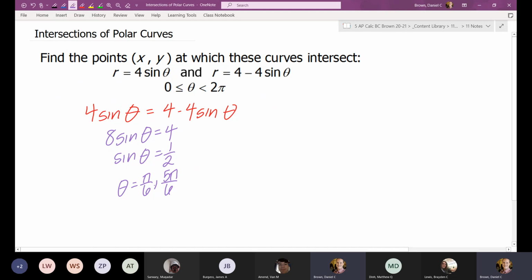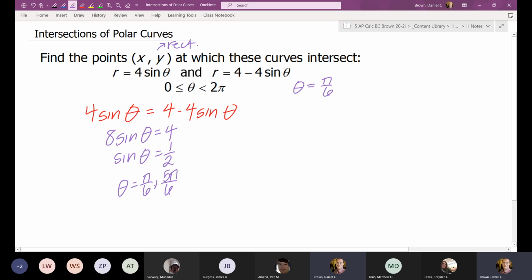Do you want to talk about how this question is worded? It is asking you to find the points x comma y. That is going to be rectangular coordinates, the x and the y. Right now we just have the theta, so we are going to have to finish this up and do some conversions. We have one point at theta is equal to pi over 6.